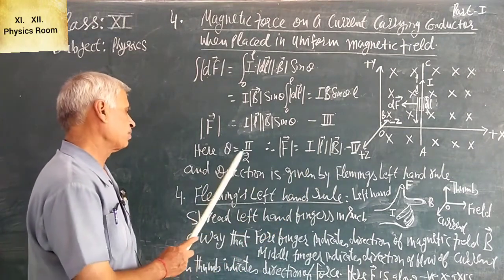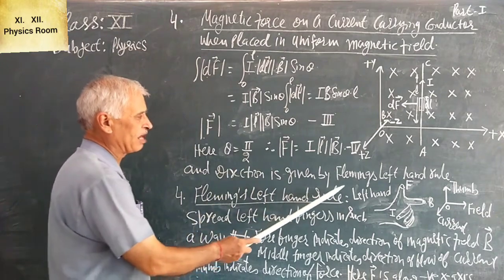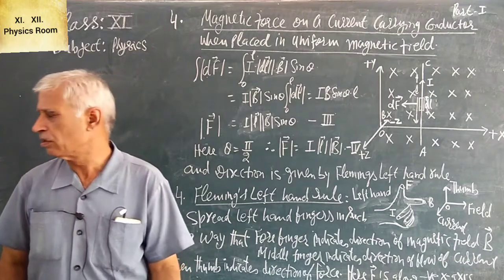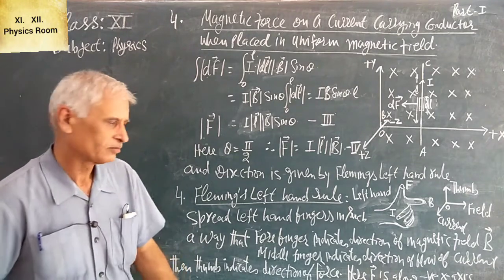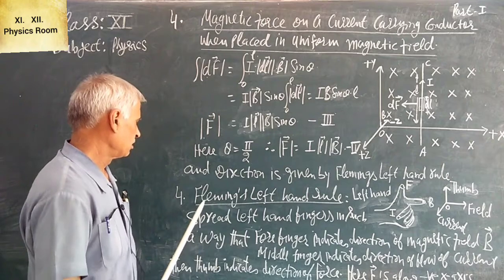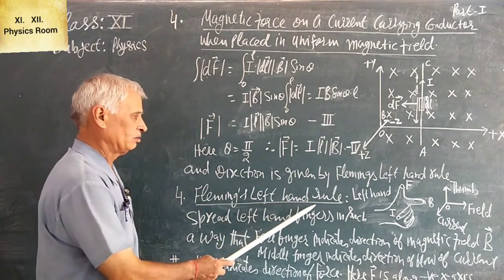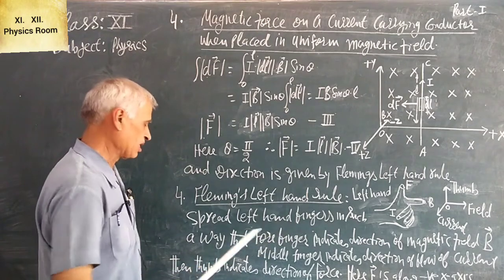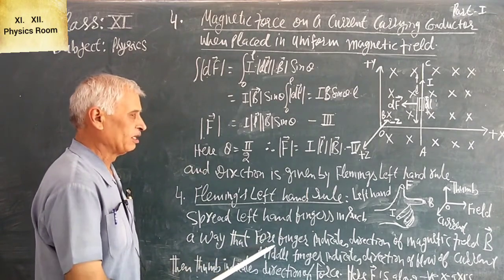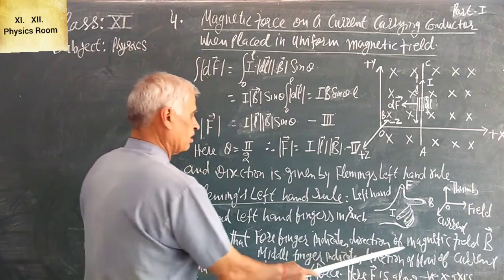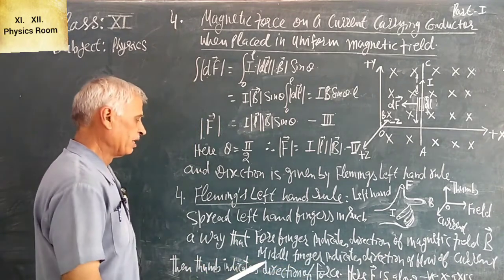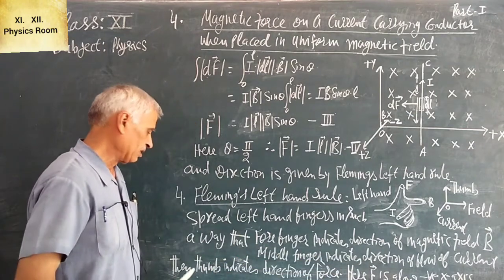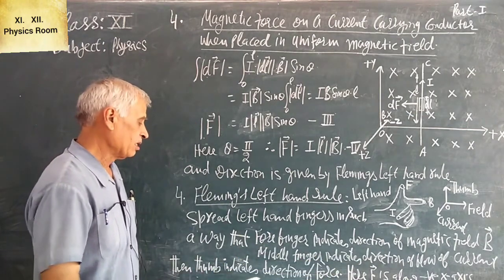Now, since theta is pi by 2, the direction is given by Fleming's left hand rule. What is Fleming's left hand rule? Let us try to understand it. Spread the left hand fingers in such a way that the forefinger indicates the direction of the magnetic field, the middle finger indicates the direction of flow of conventional current, then the thumb indicates the direction of force.